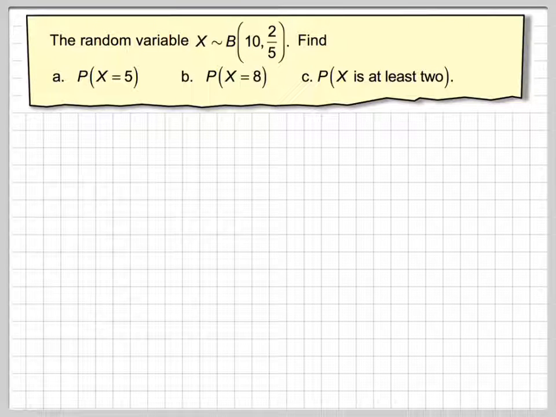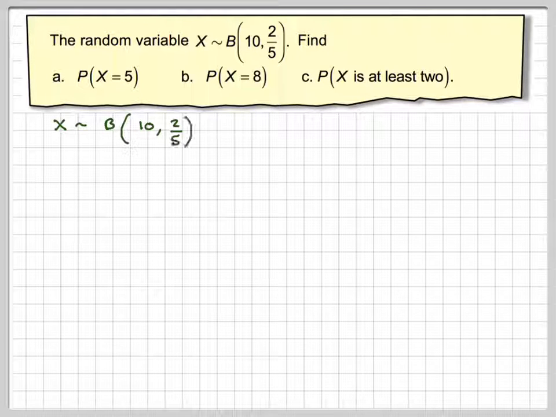Right, now we have a model for a binomial distribution. It's fairly reasonably easy to calculate probabilities. So we've got this question here: the random variable x, we don't know what it is, is binomially distributed with n being 10 and the probability of success being 2/5. Find (a) the probability of x being equal to 5, (b) the probability of x being equal to 8, and (c) the probability that x is at least 2. Okay, we'll have a look what that means later.